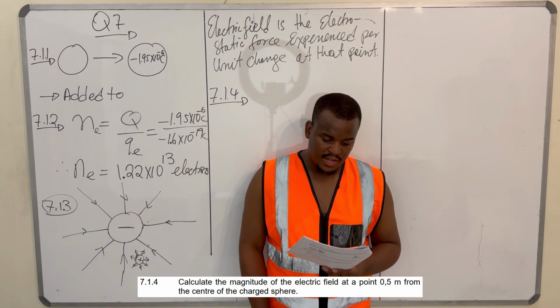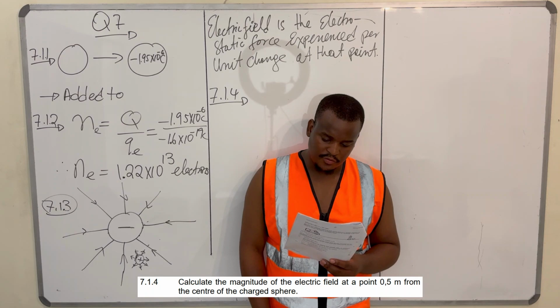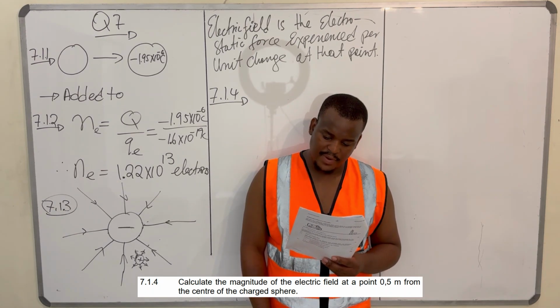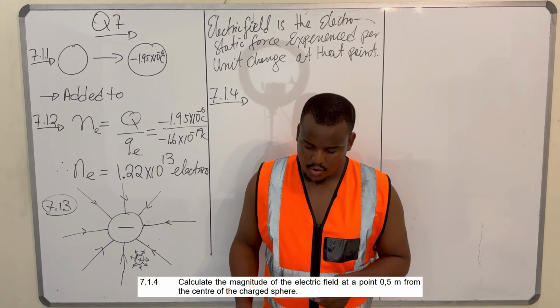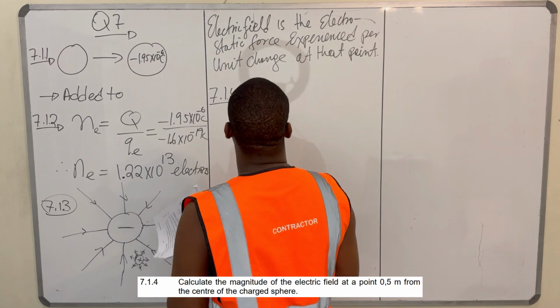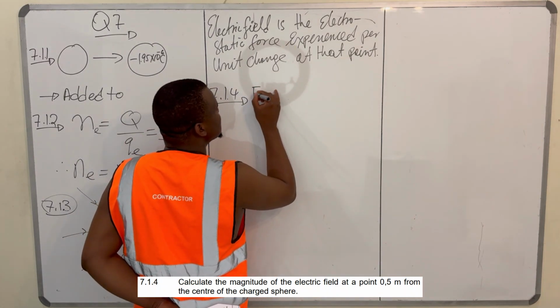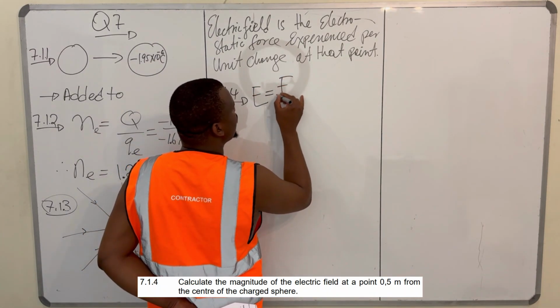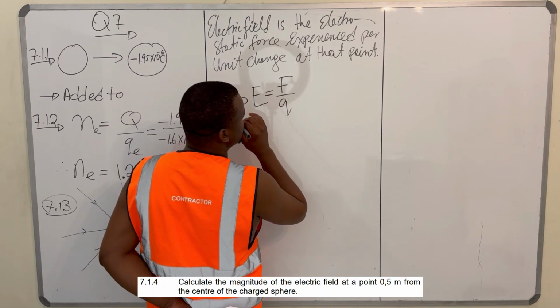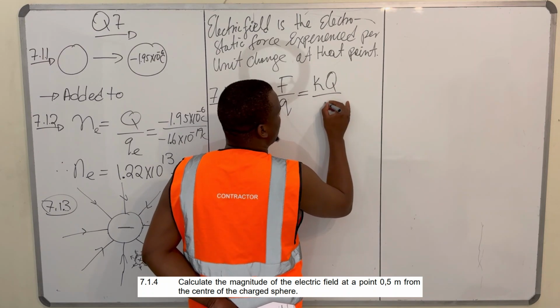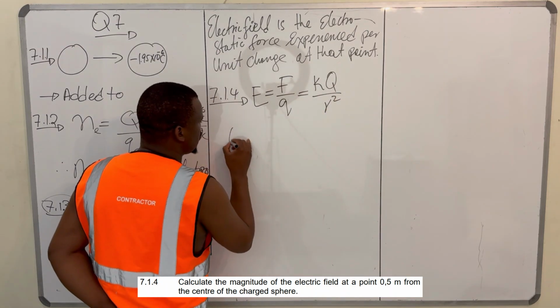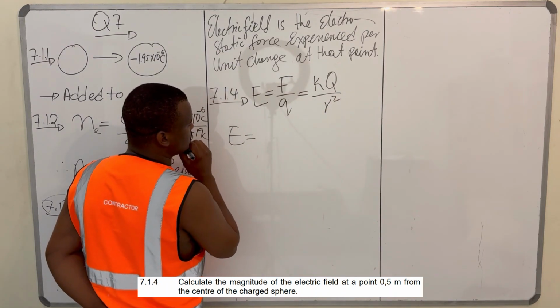That's saying calculate the magnitude of the electric field at a point that is 0.5 meters from the center of the charged sphere. So they want us to find the magnitude of the electric field. Just define it as the electrostatic force per unit charge, right? Which is also equal to this, kQ over r all squared.